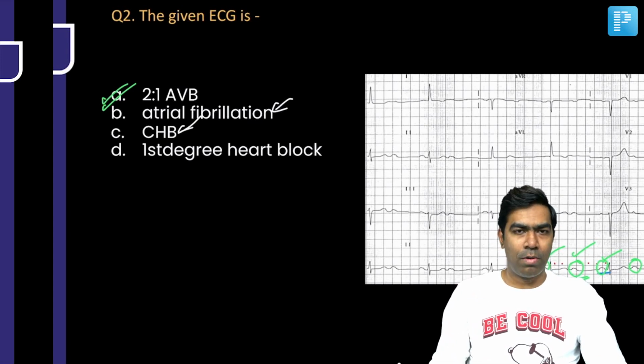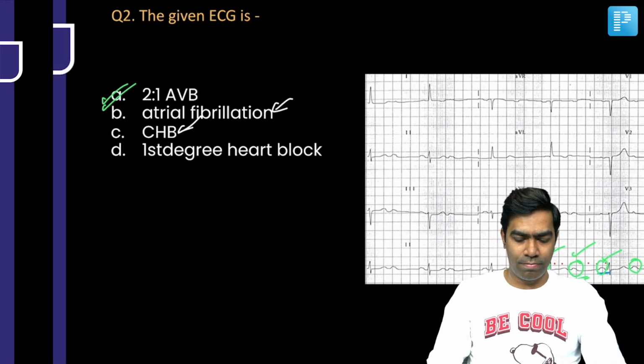Why it's not a complete heart block? Because you have some association with the P wave and the QRS. In complete heart block, you're not going to have any association between P wave and the QRS. So that's ruled out as well.